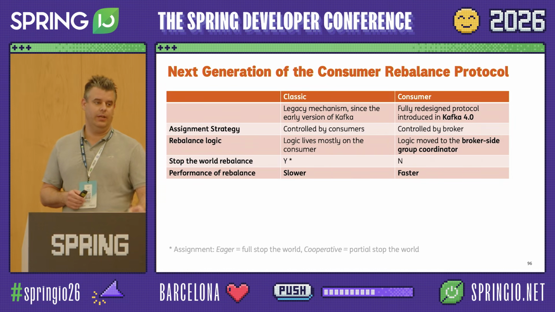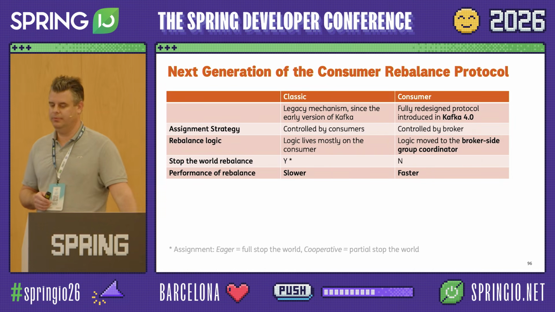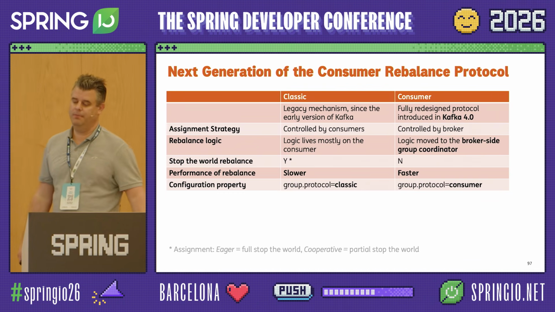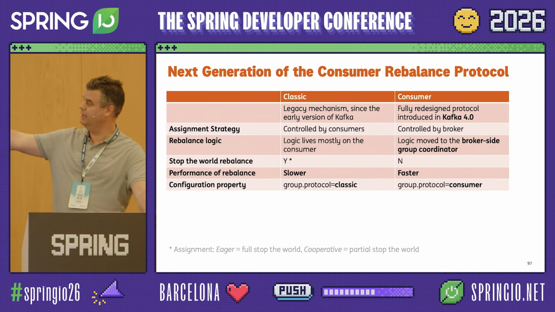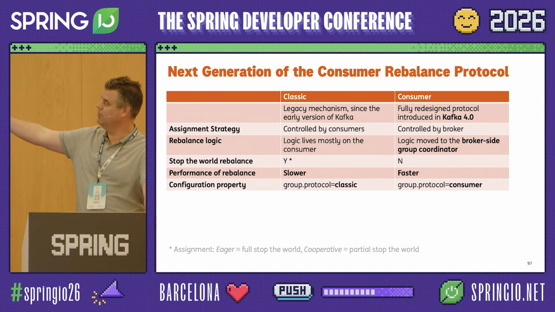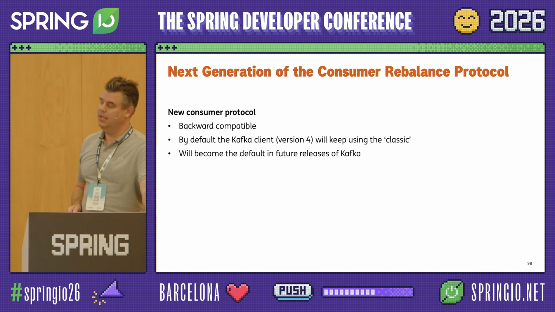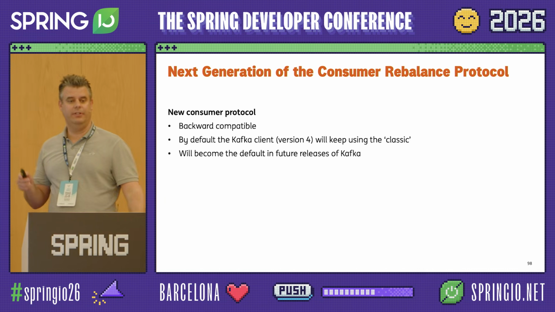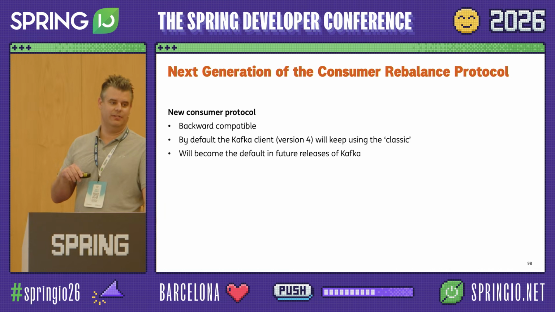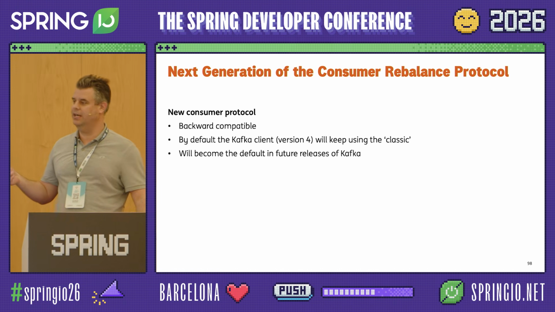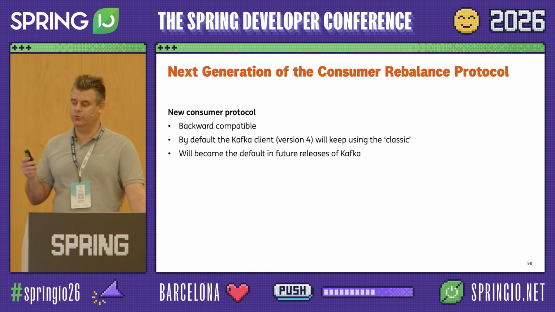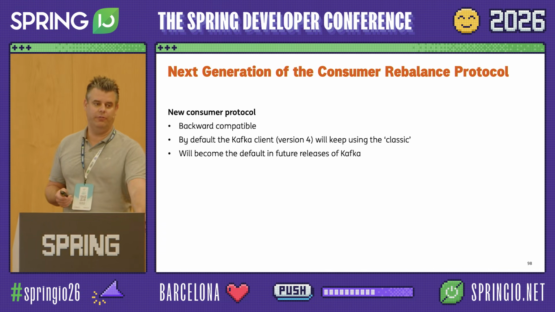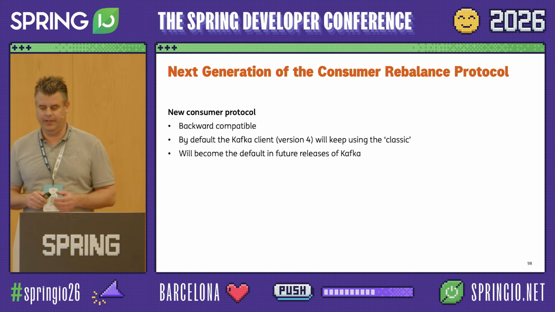And you can leverage really faster rebalances in the group. To start using this, we need to specify the group protocol. So with the classic one, it's classic, and with the new consumer protocol, it's consumer. The nice thing is that this is backward compatible, but the default in Kafka 4 is still classic. So you have to opt in, you have to configure your Spring Kafka consumer application to start leveraging this new rebalance protocol. But at some point, this protocol will become the default in Kafka. Probably it will be Kafka 5.